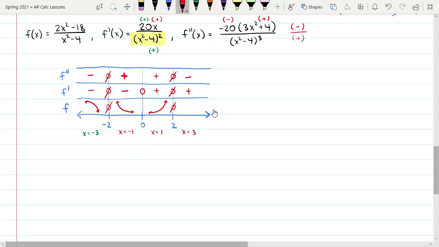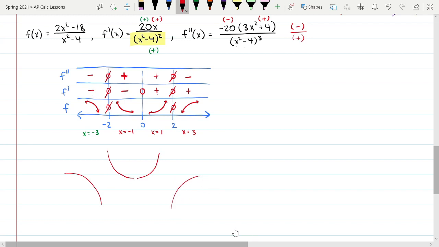And finally, from 2 to infinity, f prime is positive, so again, that means f is increasing. F double prime is negative, which means this is now concave downward. So we have this shape on that last interval. So what that means then is we should expect our graph to have a shape that looks something like this, and then this, and then this, and then this.